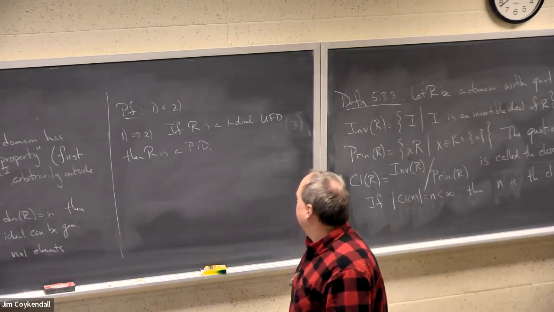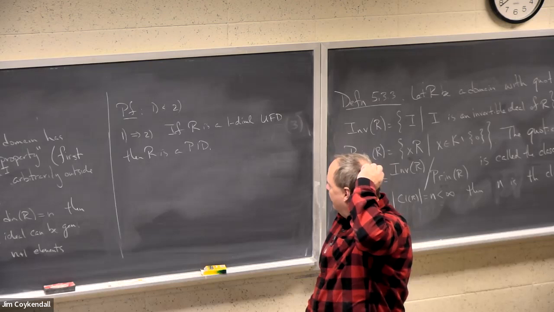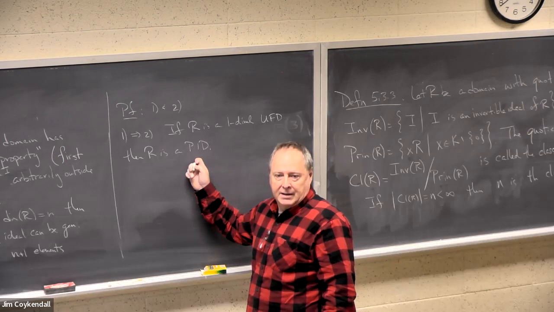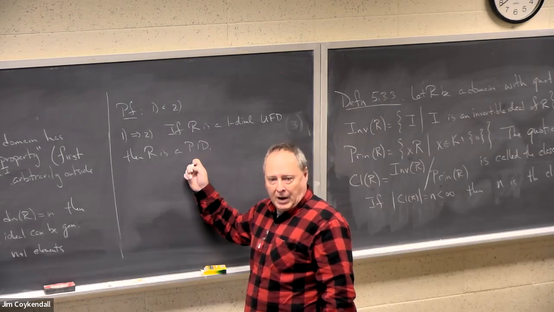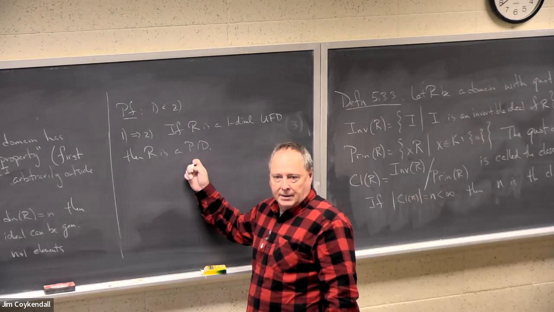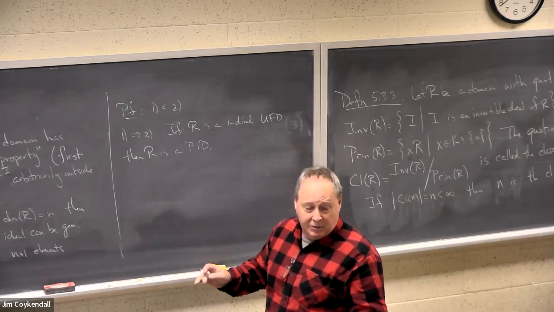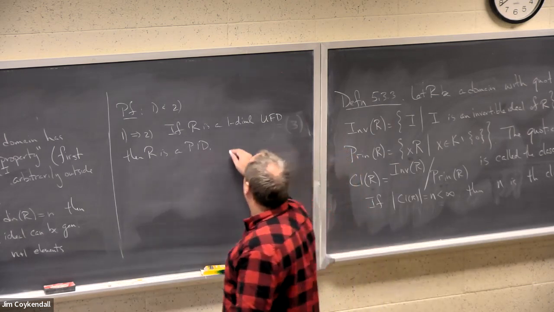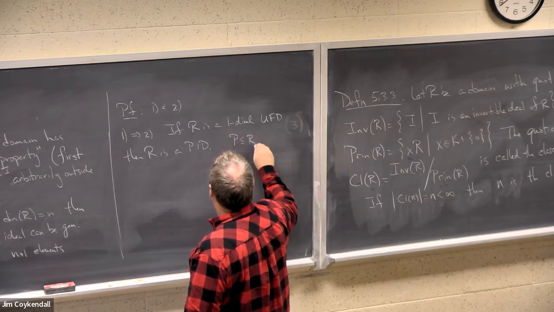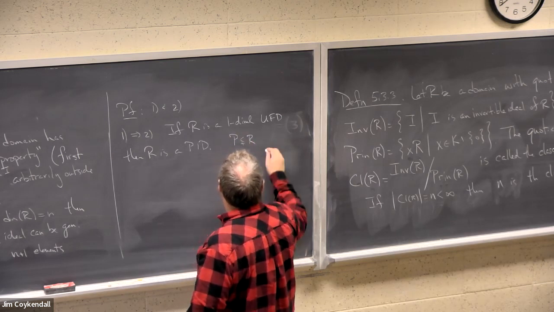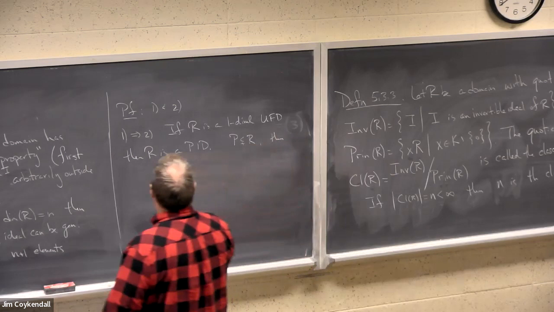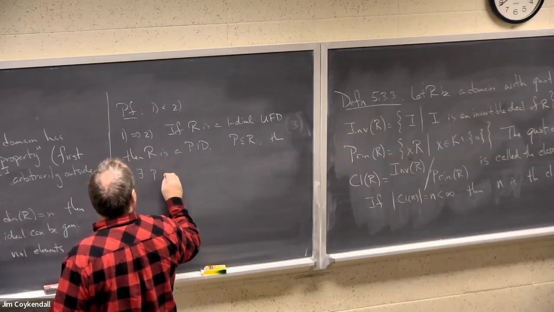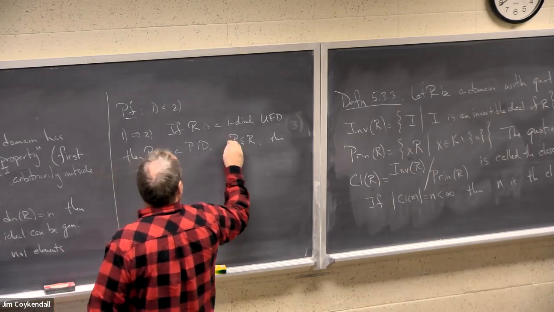And in fact, if you want an outline of this, if you have a one-dimensional UFD and you want to prove that it's a PID, all you have to do is prove that every prime ideal is principal, right? Because it's a PID if and only if every prime ideal is principal. So take your favorite prime ideal P in R, and this is not zero.